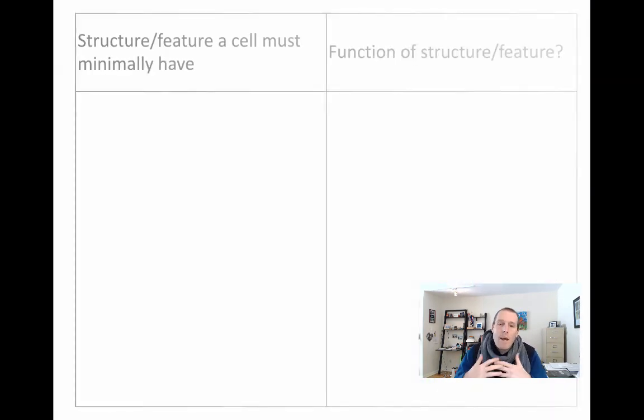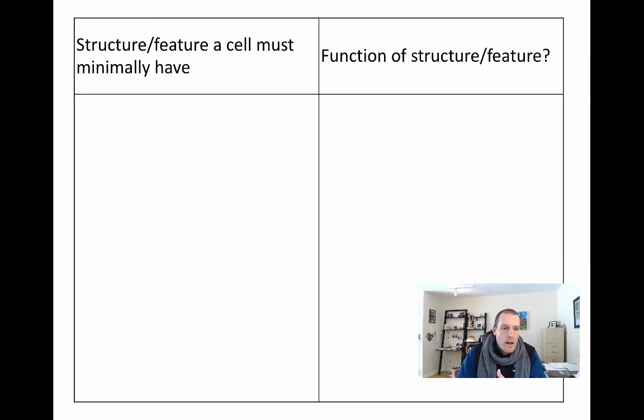Now before we get going with this, I want you to take a few minutes, 5 to 6 minutes is probably enough, find a piece of notepaper and create this simple table here. And two columns. On the left, I want you to make a list of the structures or features that a cell must minimally have to be considered a cell. And then on the right, I want you to write down what the function is of the structure or feature that you wrote on the left side.